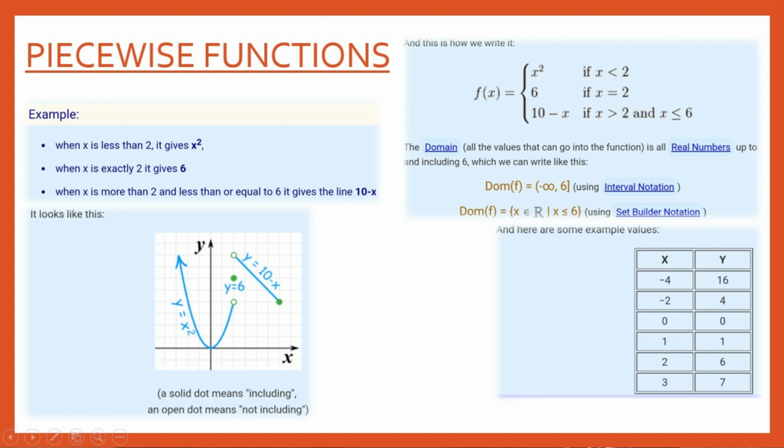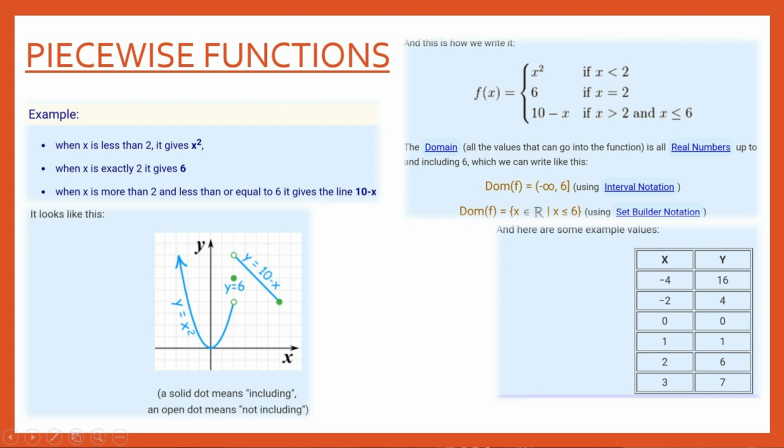And this is how we write it. F of x is equal to x squared if x is less than 2. This f of x is 6 if x is equal to 2. And this f of x is 10 minus x if x is greater than 2 and x is less than or equal to 6. The domain, or all the values that can go into the function, is all real numbers up to 6 and including 6, which we can write down like this.